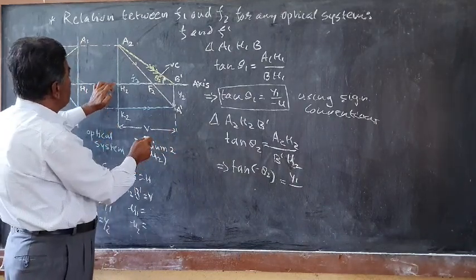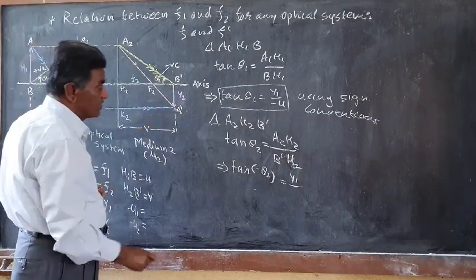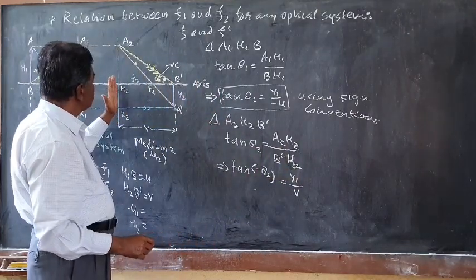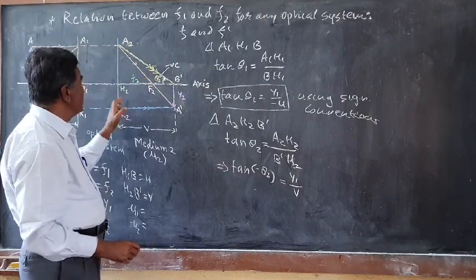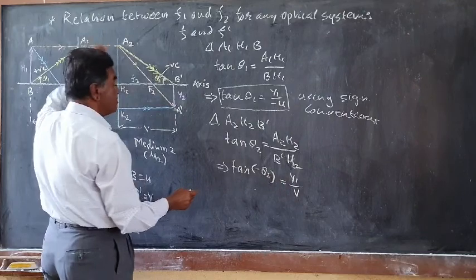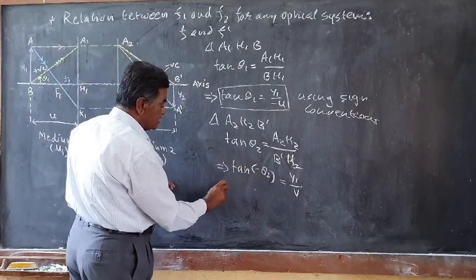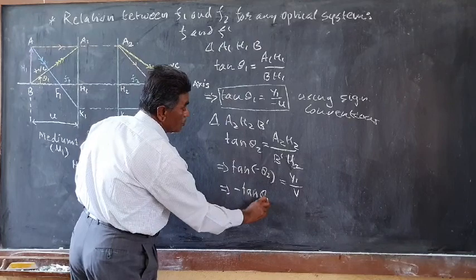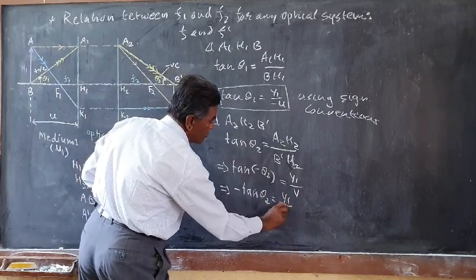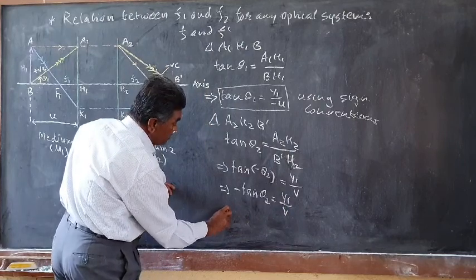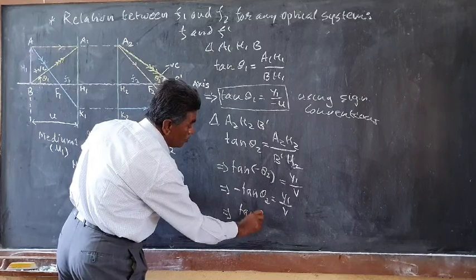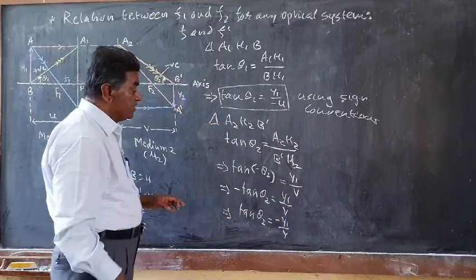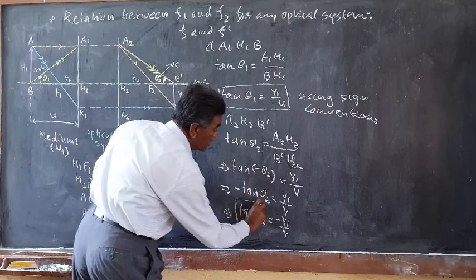So B dash H2 is nothing but the v distance, and this is positive. These distances are measured along the direction of the light. So v is positive, and y1 is also positive, so we are getting this equation, which implies tan of minus theta 2 is equal to y1 divided by v. Therefore tan theta 2 will be equal to minus y1 divided by v, the negative sign going to this side. So we are getting tan theta 2 like this equation.